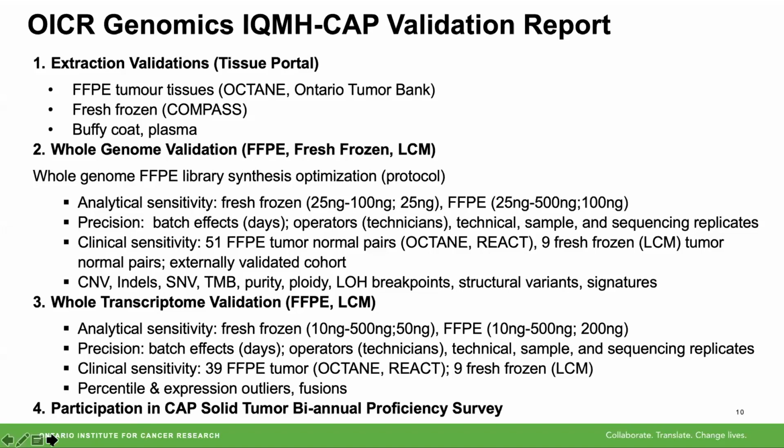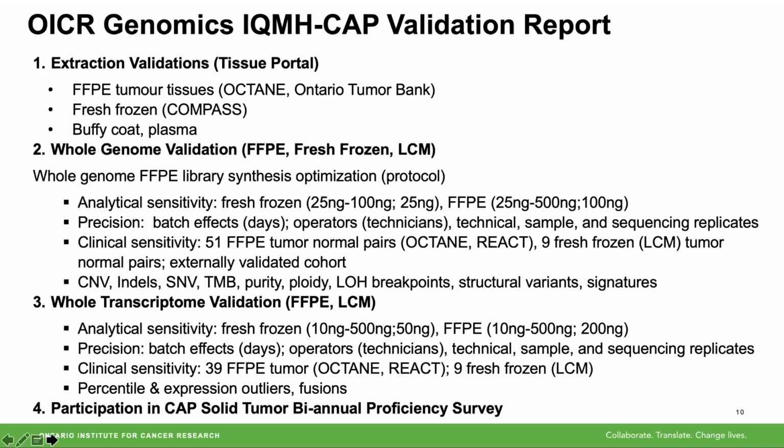So we've looked at over 60 tumor normal pairs. 51 of these are FFPE using tumor tissues from both the Octane and React studies, as well as 9 fresh frozen tumor normal pairs from the COMPASS study. All of these samples have been externally reported at UHN's Advanced Molecular Diagnostic Laboratory. So we have reported variants that we are comparing our results back to. We look at copy number variants, indels, single nucleotide variants, tumor mutation burden, purity, ploidy, and a variety of other genomic events.